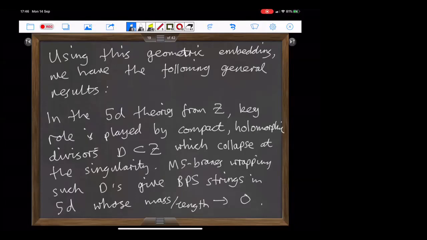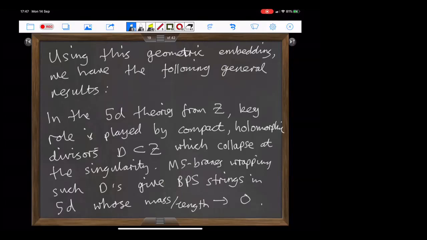In particular, the holomorphic divisors which essentially collapse to a point at the singularity, at the codimension 6 singularity. These are very important because M-theory contains M5 branes, which are these 5 + 1 dimensional objects, so 5 spatial dimensions. And since the divisor is holomorphic, it's calibrated, and that means that M5 branes wrapped around such a divisor.